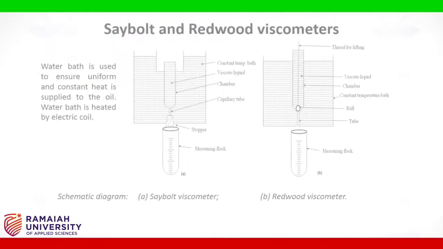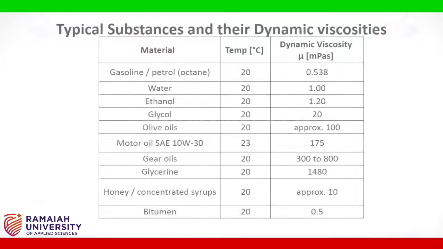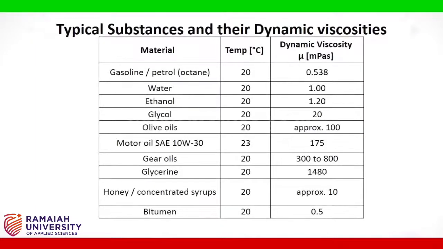In this image, we can see the difference between Sebald and redwood viscometers. A stopper is used in the Sebald viscometer, and a needle valve with a ball point is used in the case of redwood viscometers. Typical values of dynamic viscosities of some commonly used fluids are shown in the table.